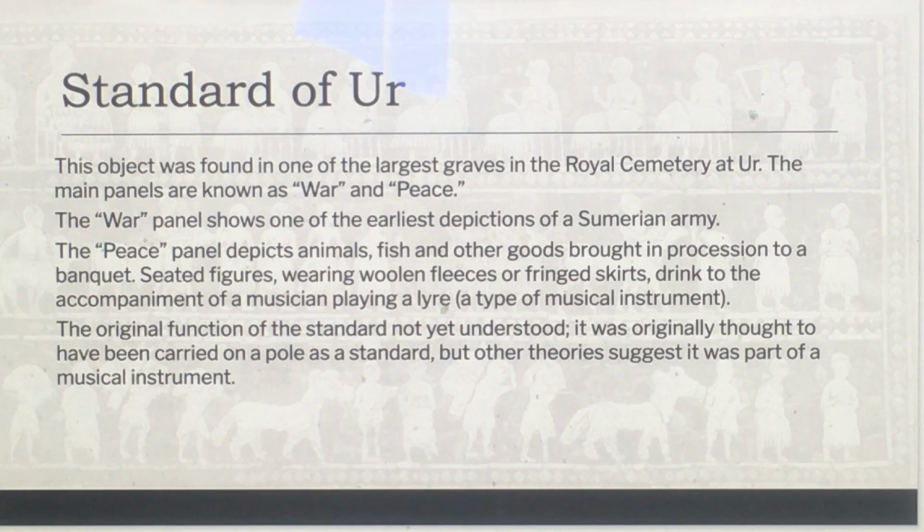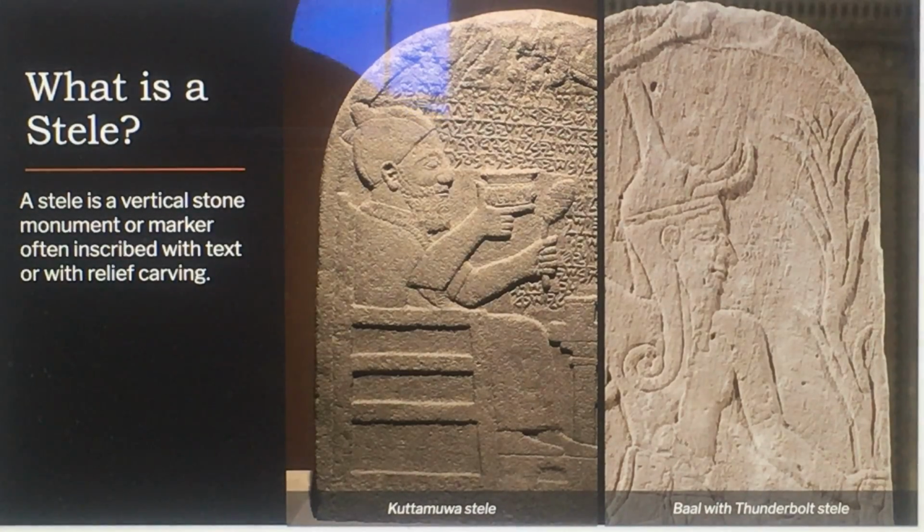Seated figures wearing wooden fleeces or fringed skirts drink to the accompaniment of a musician playing a lyre, a type of musical instrument. The original function of the standard is not yet understood. It was originally thought to have been carried on a pole as a standard, but other theories suggest it was part of a musical instrument. So the basic thing is we don't know.